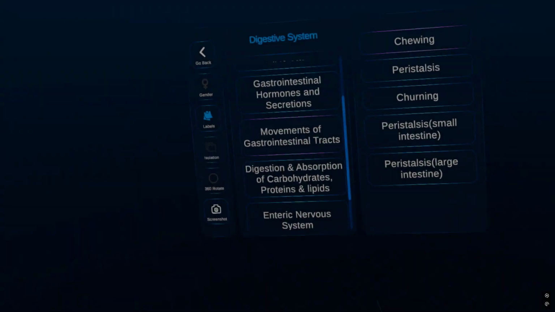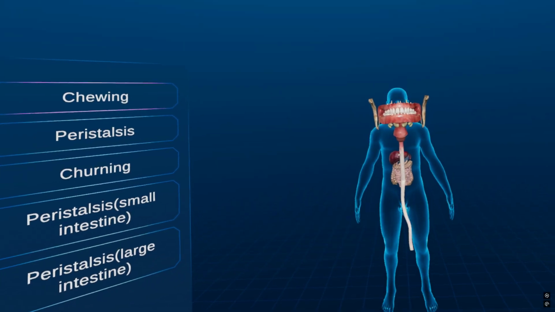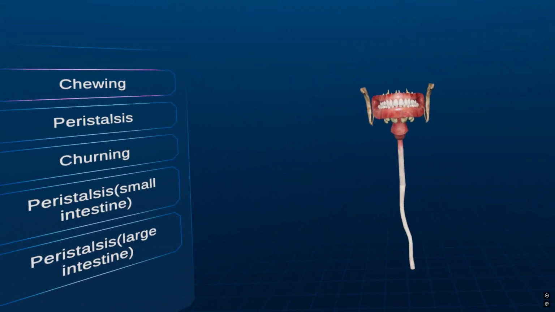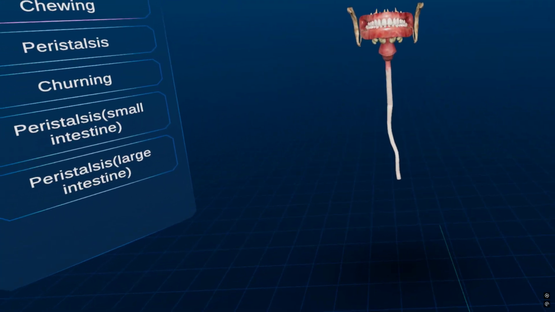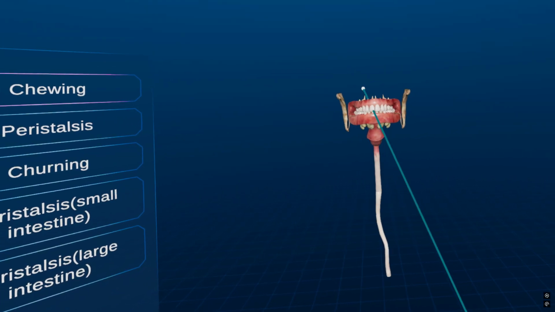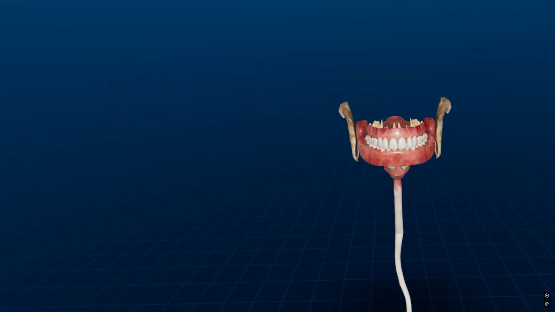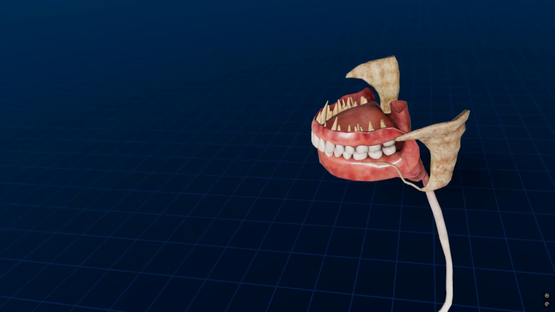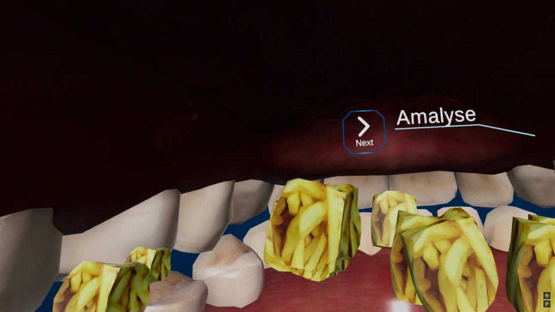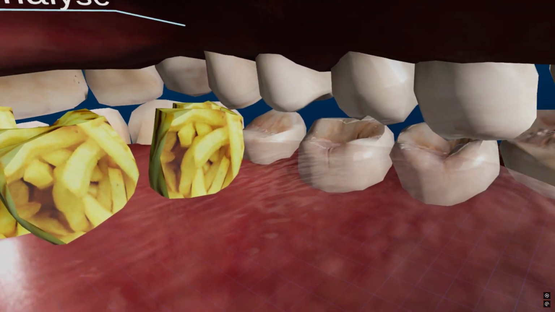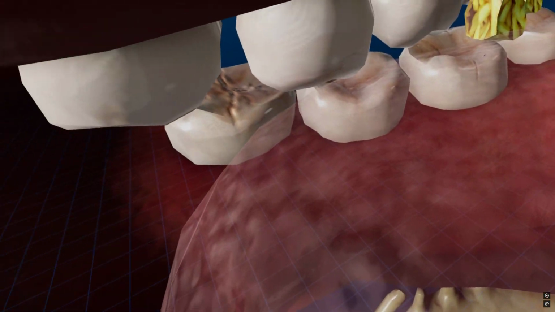Chewing, also known as mastication, is the process by which food is broken down into smaller particles in the mouth in preparation for swallowing and digestion. The following is a detailed description: food enters the mouth. Food is introduced into the oral cavity through the mouth. The lips, cheeks, and tongue help to manipulate the food and keep it within the mouth.